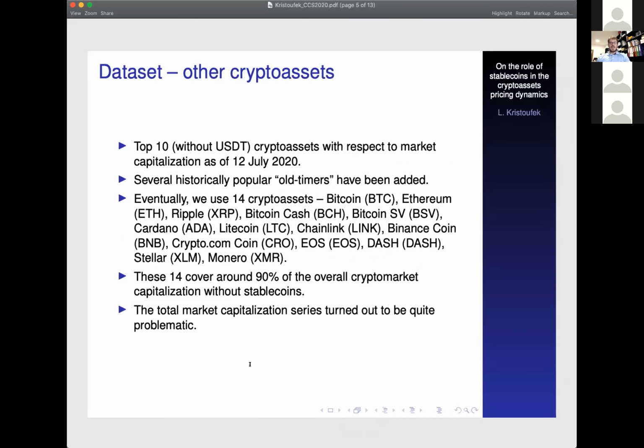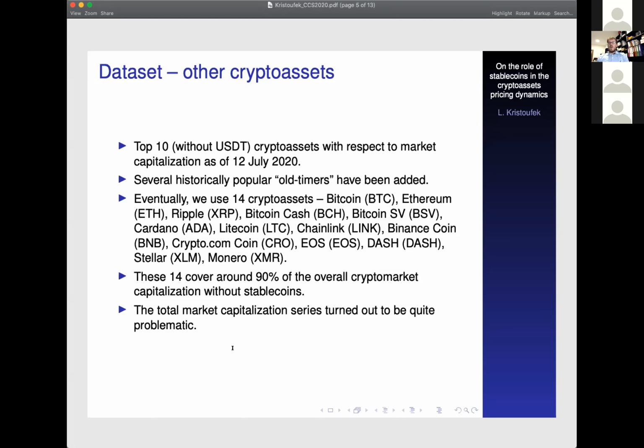For the other crypto assets, so non-stablecoins, I take the top 10 without USDT crypto assets with respect to the market capitalization as of July 2020. I also added some popular, let's say, old-timers that are not in the top 10 at this moment, but they were very popular in 2017, and they have some history. So Dash, for example, if you're aware of these, or the other altcoins. So overall, we have 14 crypto assets, and they cover around 90% of the overall crypto market capitalization without stablecoins.